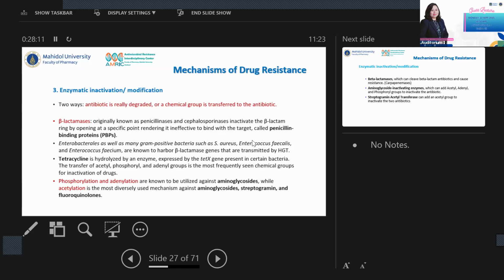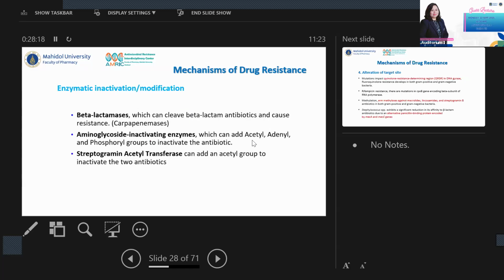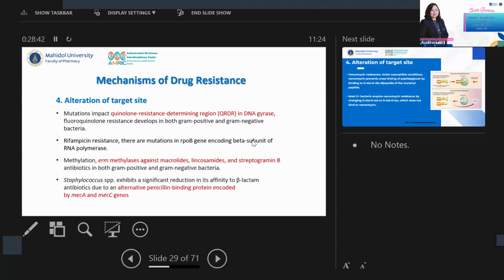Some bacteria can add a phosphate group or an adenyl group to the drug and make it inactive. Okay, so here's the example of the third resistance mechanism: production of beta-lactamases, production of aminoglycoside-inactivating enzymes, and streptogramin acetyltransferase. So this kind of modifies the drug, while beta-lactamase just degrades the drug at the beta-lactam structure. And the last one is alteration of the target site.